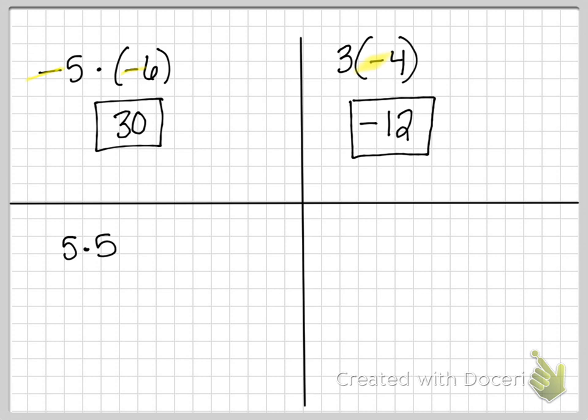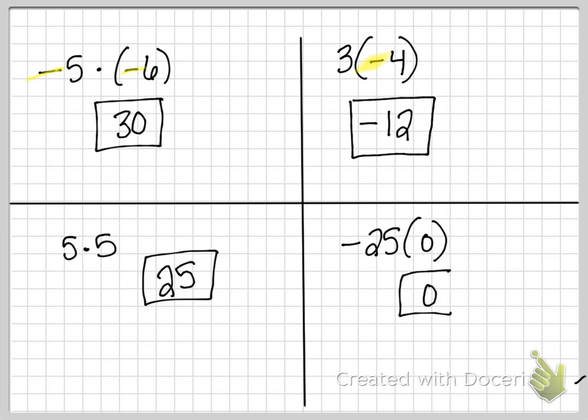Now this is what we're used to. 5 times 5, the signs are the same. My answer is positive 25. And don't forget the zero product property, which says anything multiplied by 0 is 0. Not a positive, not a negative. Anything multiplied by 0 is always 0.